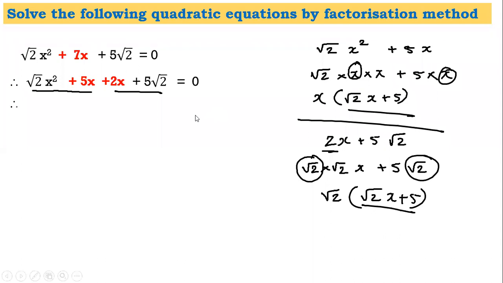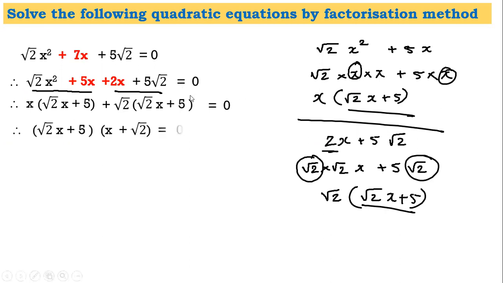Okay, we'll take common from the first two brackets. x is common. What remains in the bracket is root x plus 5. Now there is a plus sign here, so there will be plus here. So plus root 2 into root 2x plus 5 equal to 0. Now once again, if you see, both the brackets are same. So root 2x plus 5 is once again common. What remains in the bracket is x plus root 2.